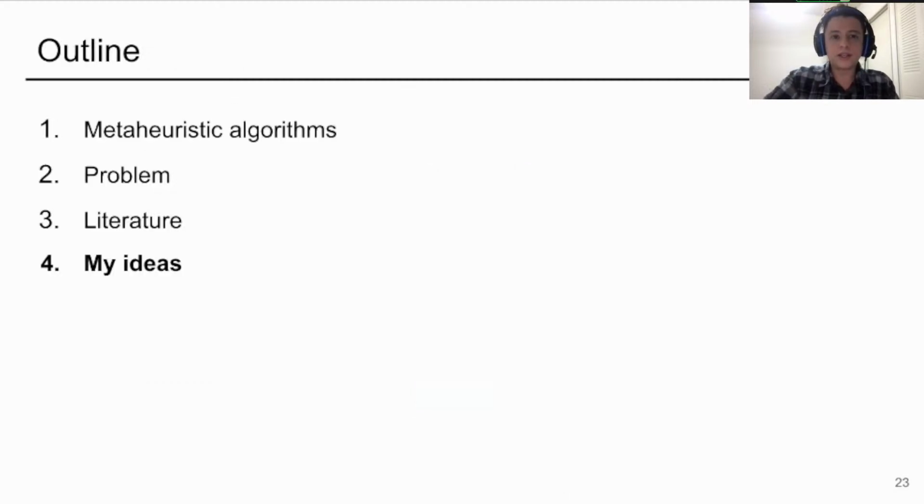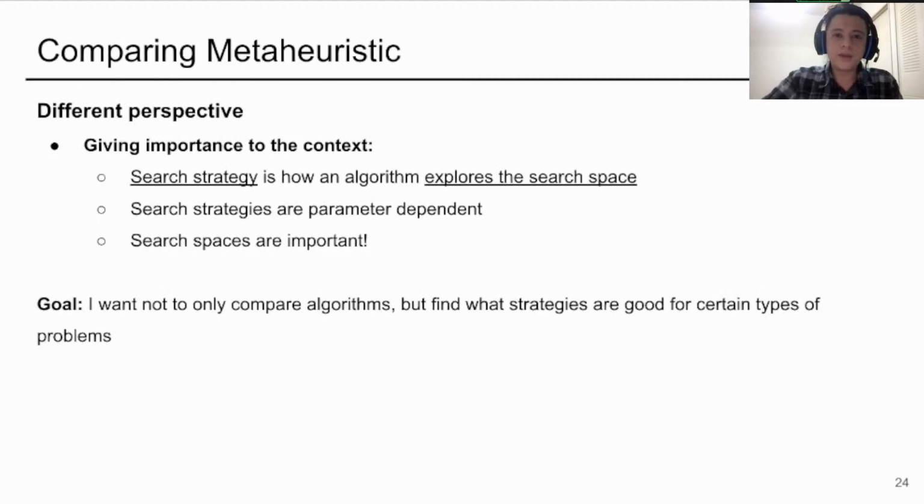Now, let's get to my current research. The idea I'm working on right now is still about how to compare two meta-heuristics, but I'm comparing them inside a context. I said that search strategies are how an algorithm explores a search space. For me, we cannot tell the whole story by looking at the search strategies alone. More than that, I want to draw a relationship between search strategies and types of problems.